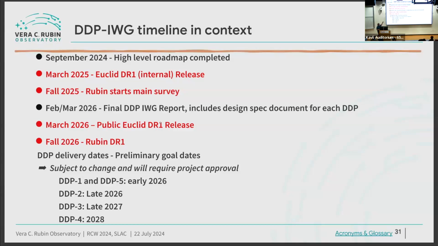The ones in red have nothing to do with our group. They're just major milestones happening in these two missions. March 2025, Euclid is going to get its DR1 internal release. It's data release 1, internal release. Fall 2025, Rubin starts its main survey. March 26th is the public Euclid DR1. That's when the entire world will see what's in Euclid. Fall 2026, that's Rubin DR1, basically. And in between, around the same time, maybe a little before the Rubin DR1, we're hoping to have our final report.